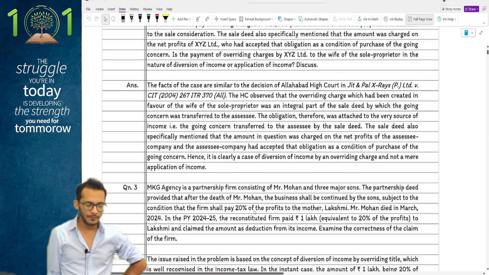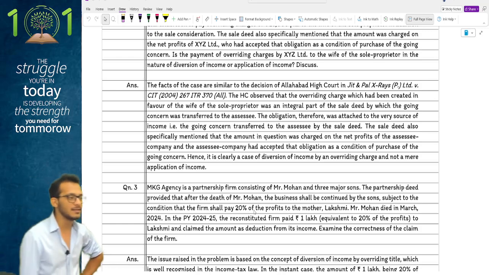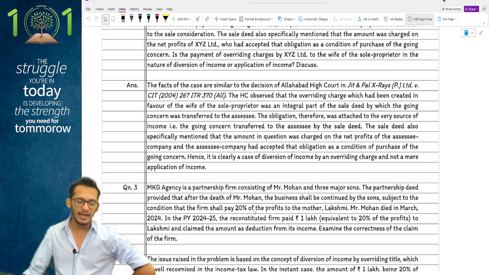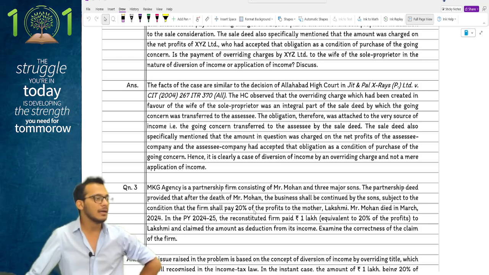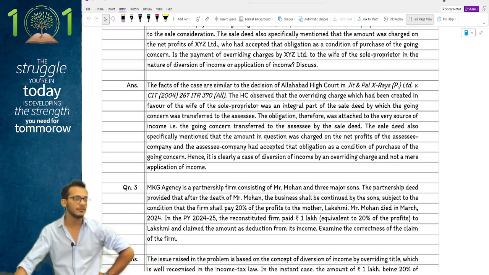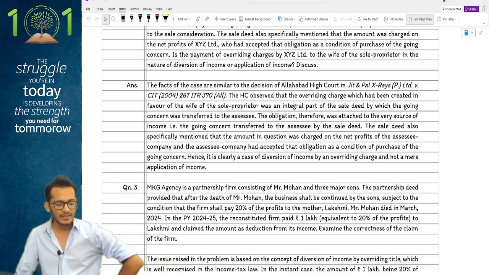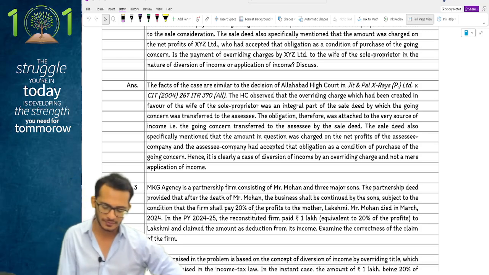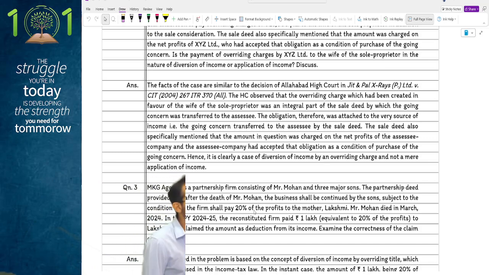Question number 3, people. It says MKG Agency is a partnership firm consisting of Mr. Mohan and 3 major sons. So there are 4 partners. The partnership deed provided that after the death of Mr. Mohan, the business will be continued by the sons, meaning the business will be run by 3 partners, subject to the condition that the firm will pay 20% of the profits to the mother, who is Lakshmi. Mr. Mohan died in March 2024. In previous year 24-25, the reconstituted firm paid 1 lakh rupees, which is equivalent to 20% of the profits, to Lakshmi, and claimed the same as a deduction from the income. Examine the correctness. Can the firm claim the 1 lakh rupees as a deduction?